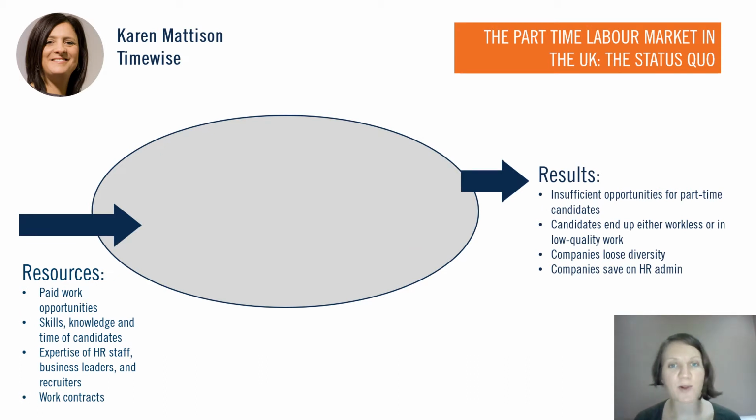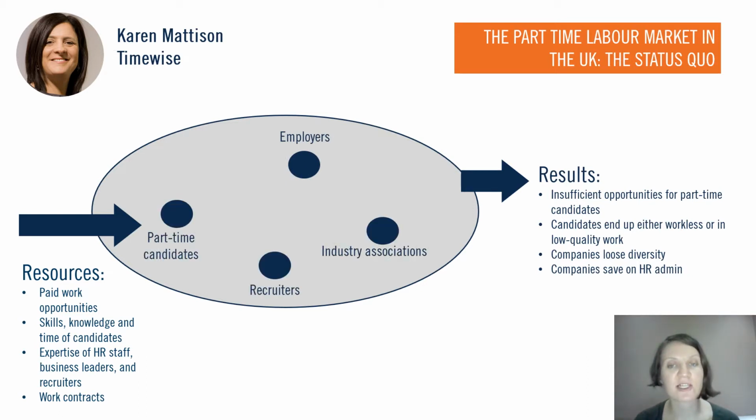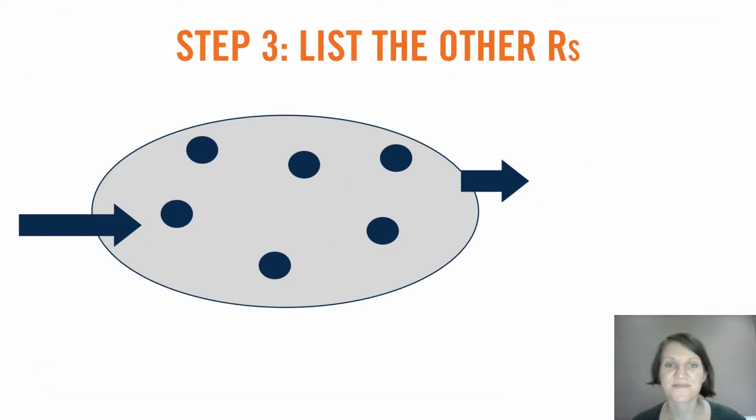In our example, key roles in the part-time labor market are, of course, employers and part-time candidates, as well as recruiters, industry associations, the government, and business schools or universities. This will make a lot more sense in a moment when we look at their relationships. Now let's explore the relationships.